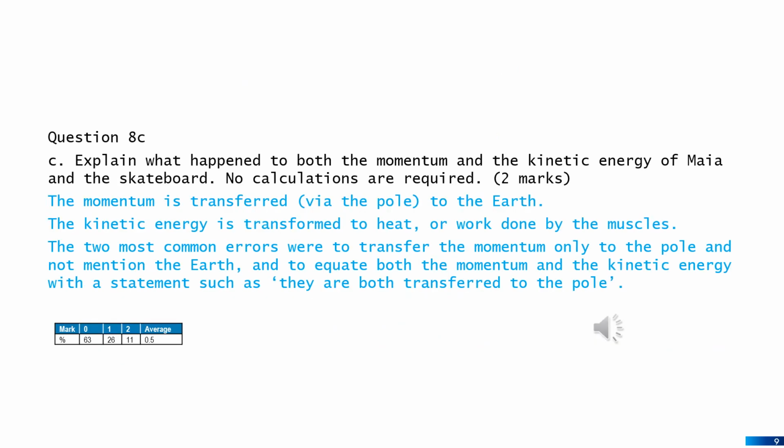The momentum is transferred, via the pole, to the Earth because the pole is connected strongly to the Earth. The kinetic energy is transformed into other energy, such as ear, voice, and work done by the muscles.